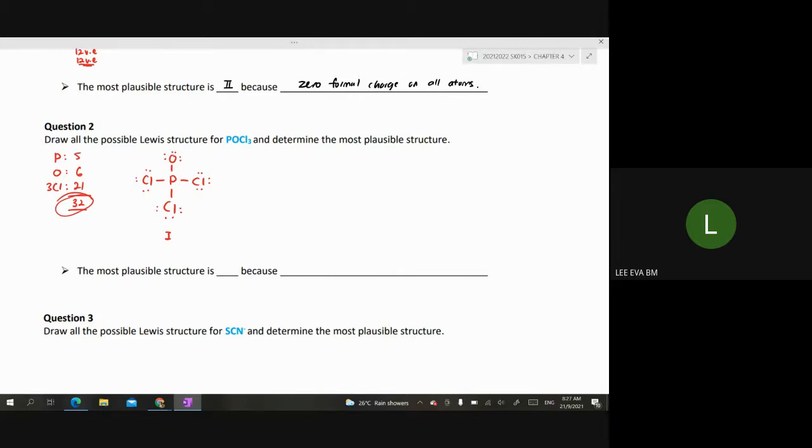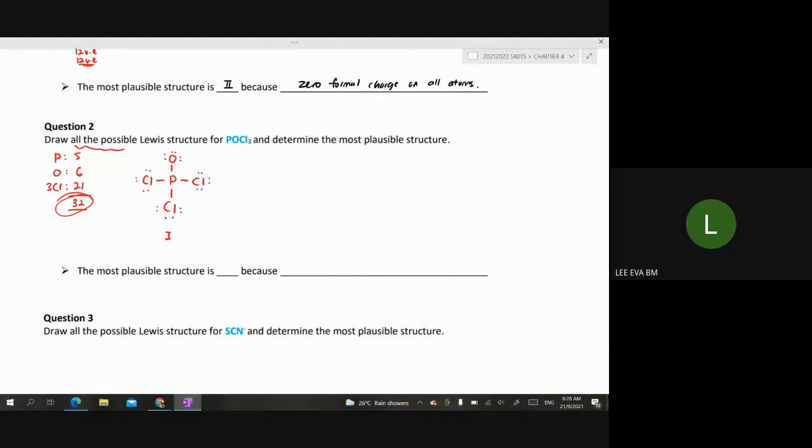Kita check phosphorus dari mana. Phosphorus is from period, which period? Period 3. So maksudnya dia ada empty 3D orbital. Maksudnya dia boleh octet, dia pun boleh expand. So when it can expand, we can do expansion using the lone pair from your surrounding atom, which is your step 5. Sebab kita nak keluarkan soalan minta all possible Lewis structures. That means there is more than one structure.